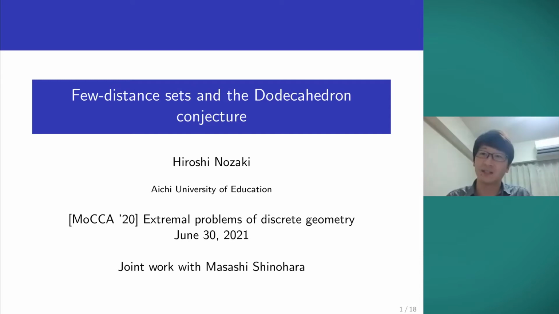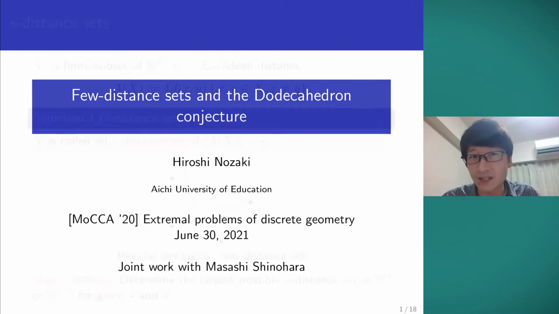Okay, thank you for the introduction. I'd like to thank the organizers for giving an opportunity for this talk, and I'm very happy to talk here. I will talk on some location of finite sets in Euclidean space, so few distance sets. And we introduce the dodecahedron conjecture about few distance sets.